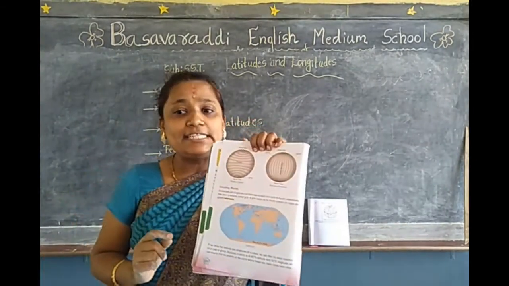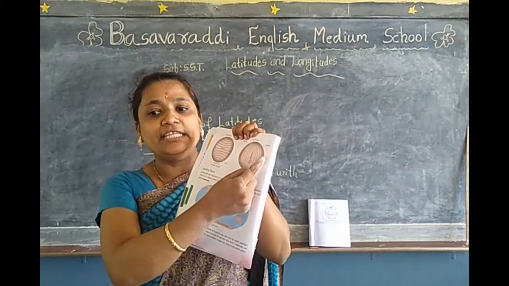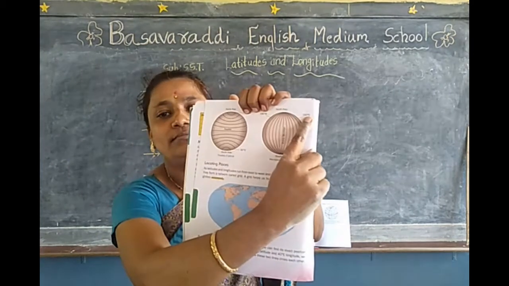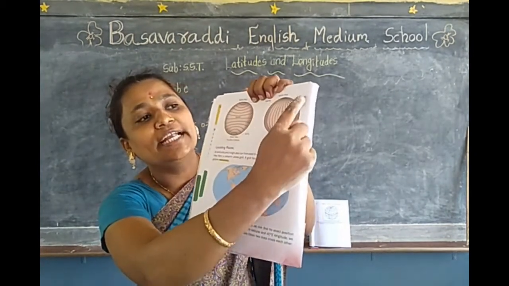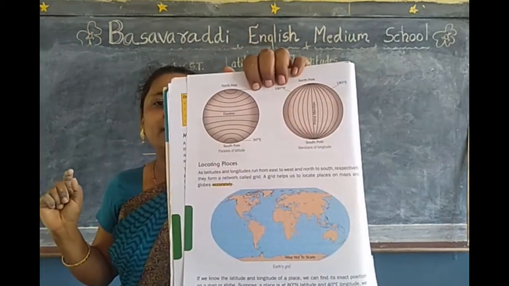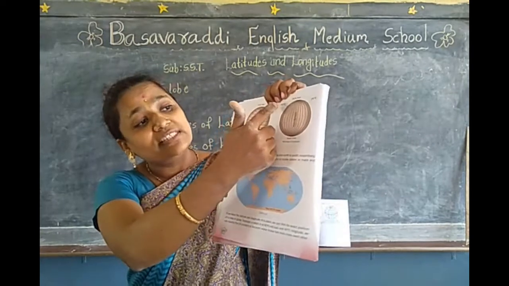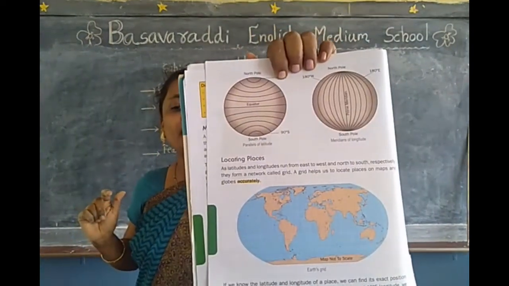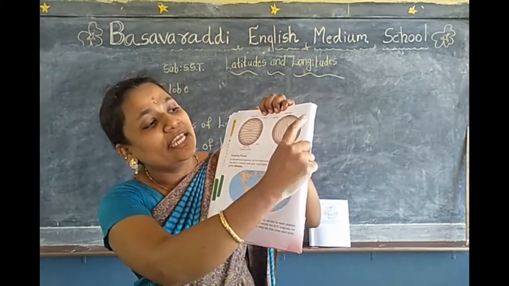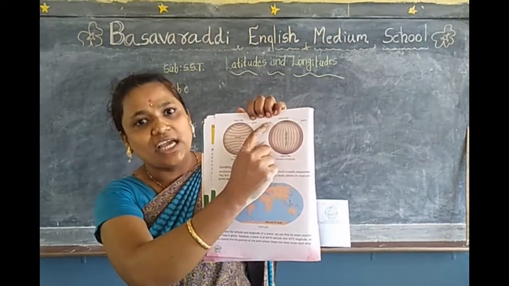The meridians located to the east of the prime meridian are indicated with E, and those located on the west of the prime meridian are indicated with W. Here E means eastern hemisphere, here W means western hemisphere.